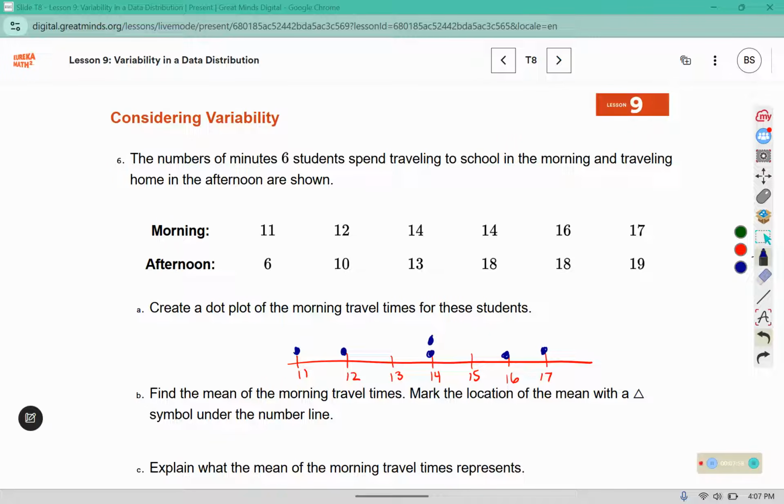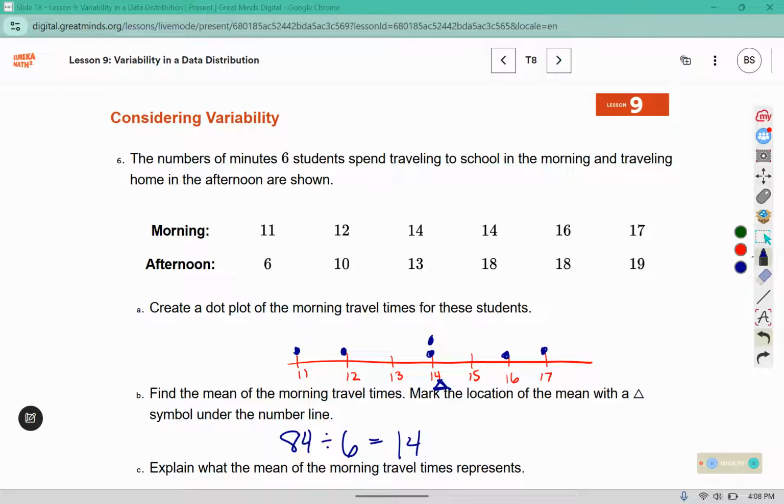Find the mean of the morning travel times. Mark the location of the mean with a triangle symbol under the number line. We'll add all these values together, and then we'll divide by 6 because there are 6 values or 6 students represented. So 11 plus 12 plus 14 plus 14 plus 16 plus 17 is 84. And 84 divided by those 6 students is 14. So we'll place that little triangle mark under 14.